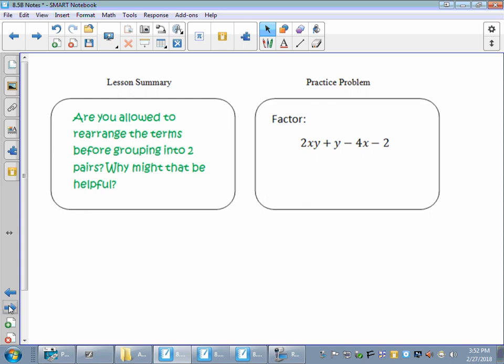And for our practice problem, go ahead and try and factor 2xy plus y minus 4x minus 2. In order to get your stamp for this lesson, of course, you need to have both of these completed, so don't forget to do them.